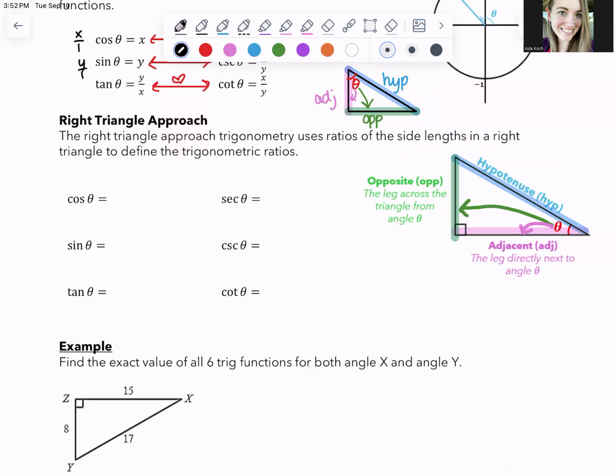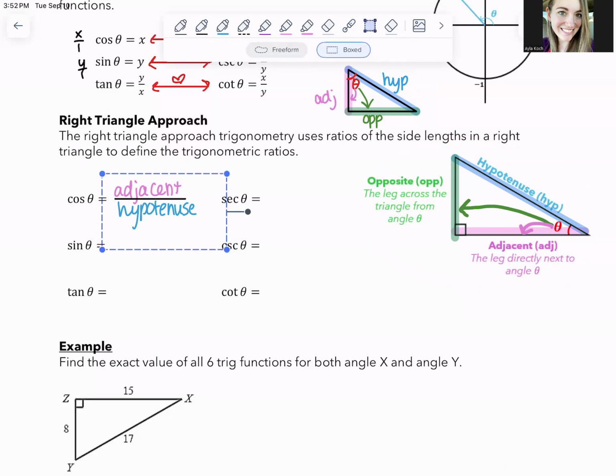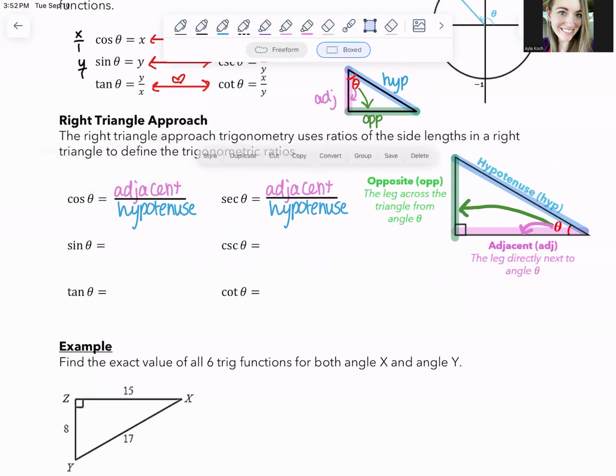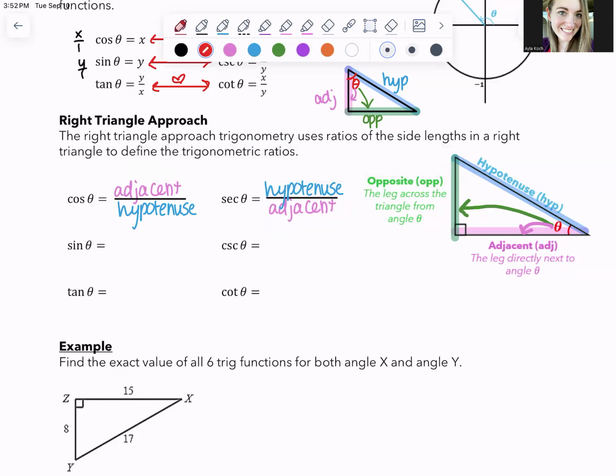So for instance, cosine is the adjacent side divided by the hypotenuse. And thusly, secant is just this rearranged. We're going to take the hypotenuse, move it up top, adjacent down below, swippity swap, just like that. Swippity swap, because they're soulmates.